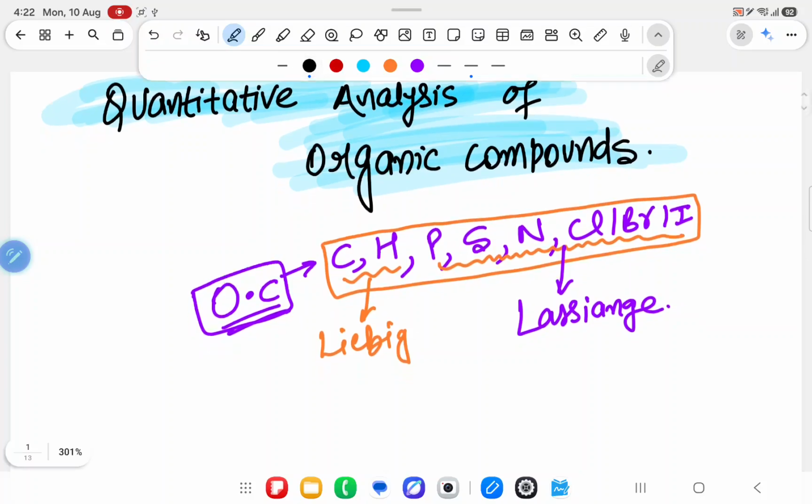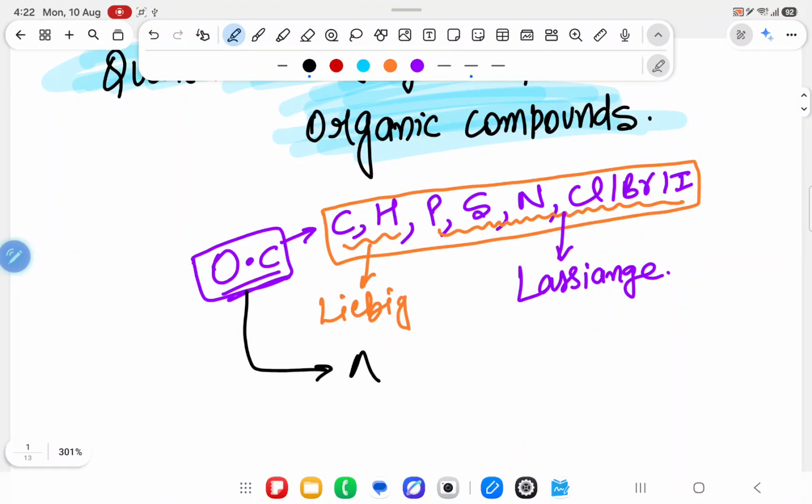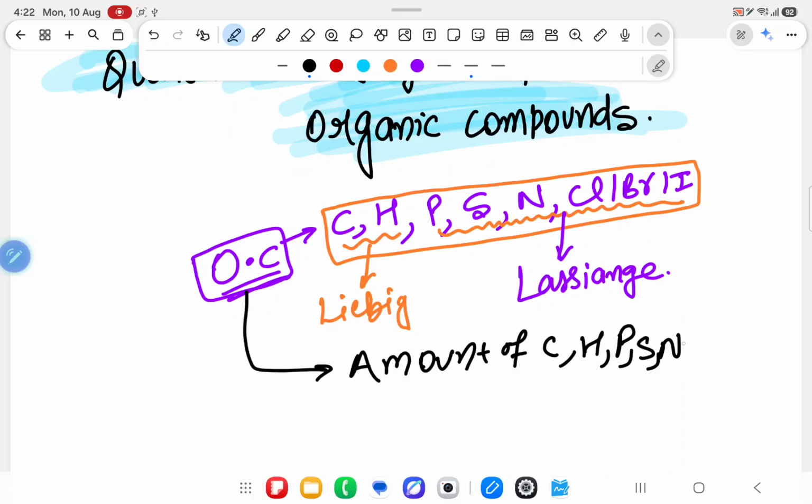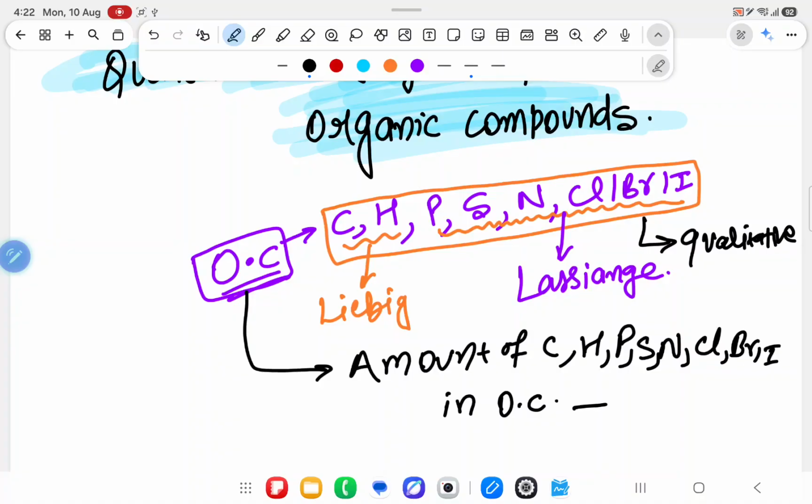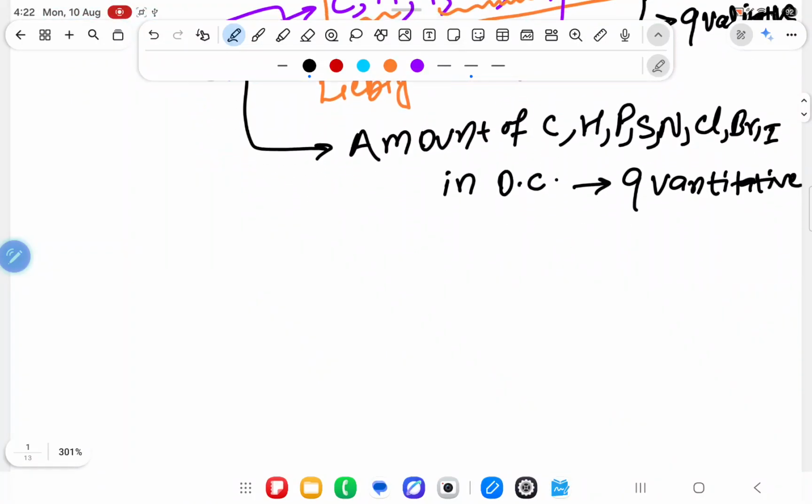Now we are going to see the amount of these types of elements. The amount of carbon, hydrogen, phosphorus, sulfur, nitrogen, chlorine, bromine and iodine in the organic compound. This part I have already dictated in the last class as qualitative. This part is known as quantitative analysis. Now we are going to see the first method.